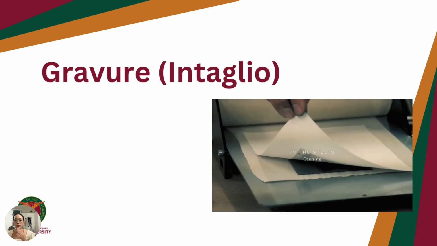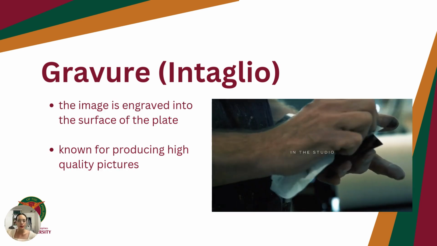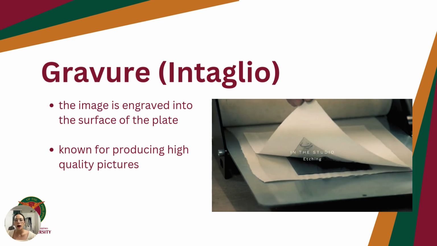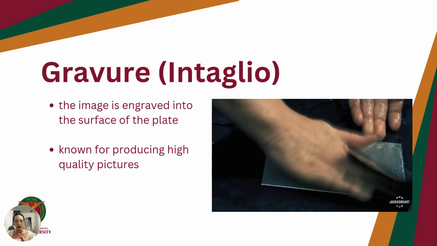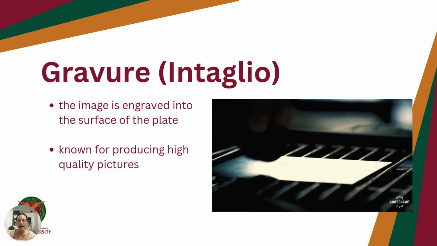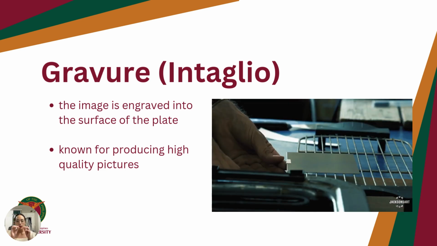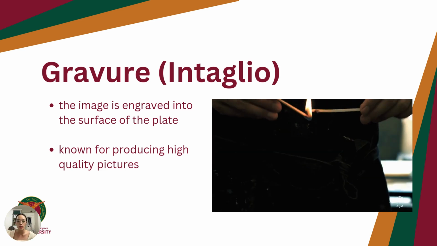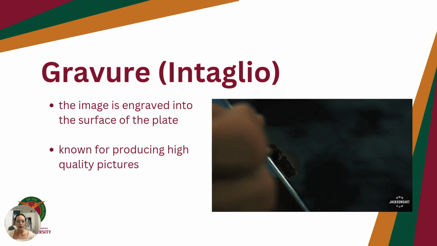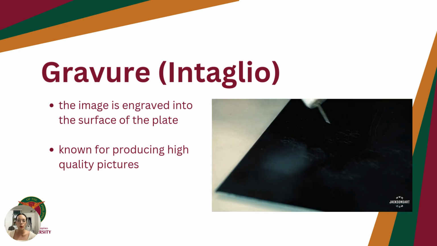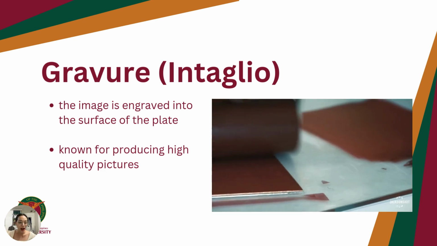And then number two, we have gravure printing, also known as intaglio. This process involves the engraving of the image onto the surface of a plate. The plate is inked, and then the excess ink is wiped off. Tapos yung matitira na lang na ink doon, yung nandun sa mga cut out areas of the plate. And then paper is pressed on the plate para matransfer yung image. This method is known for producing high quality pictures, pero medyo matrabaho yung process niya.